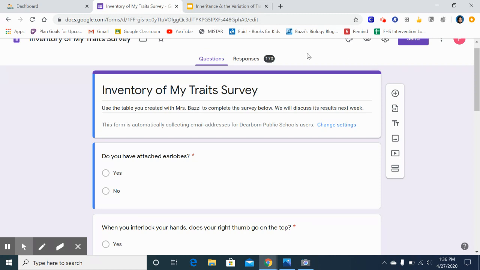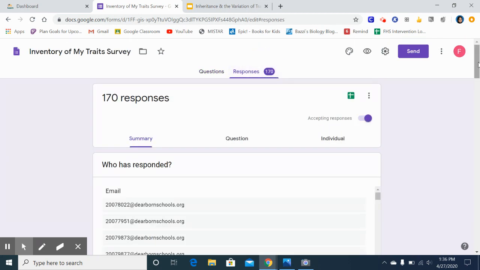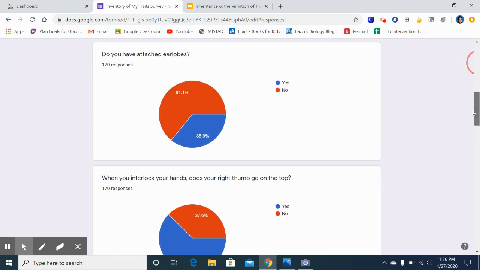So at any time, feel free to pause the video and look at the pie charts and convert them as you need to. So if I click here on responses and I scroll down, it shows me that 64.1% of the students who answered, 64% said that they do not have attached earlobes. That, as a matter of fact, only 35 or 36% of them do.